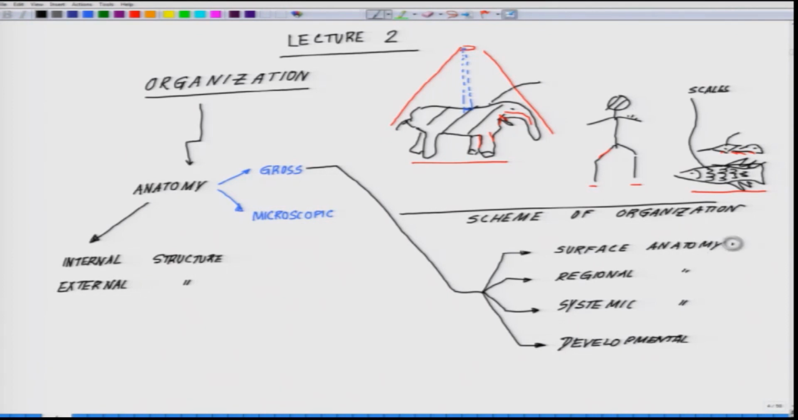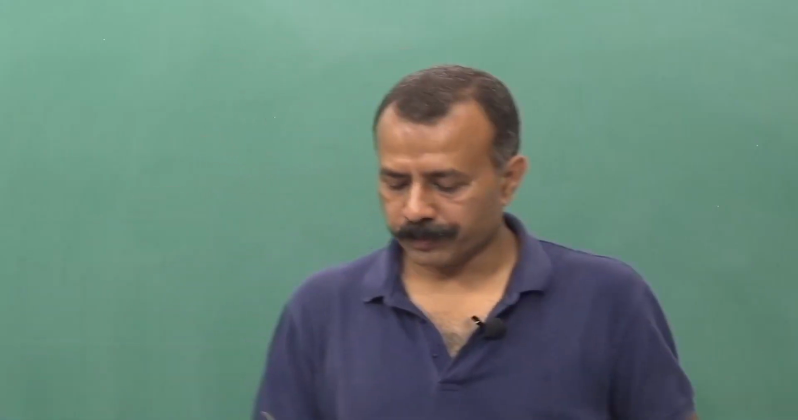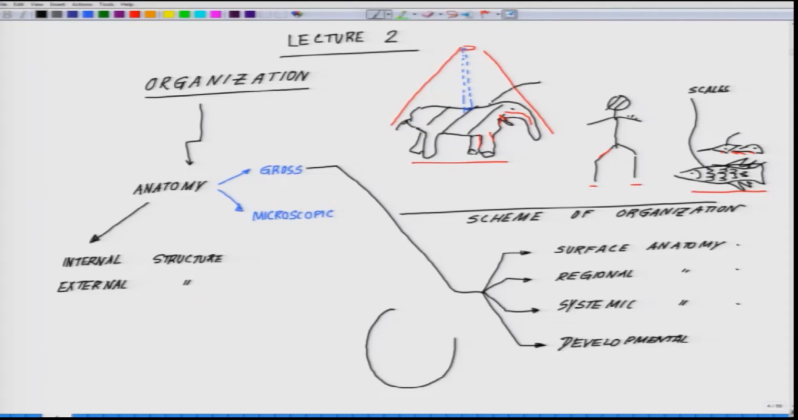So we talked about surface anatomy, the regional anatomy, then the systemic anatomy, where you see the whole system as a whole, the different systems. Say for example, here you have the cardiovascular system, nervous system, respiratory system, excretory systems. So these different systems, how they are placed along with the others, and how they interact with each other. What are the different levels of their interaction?